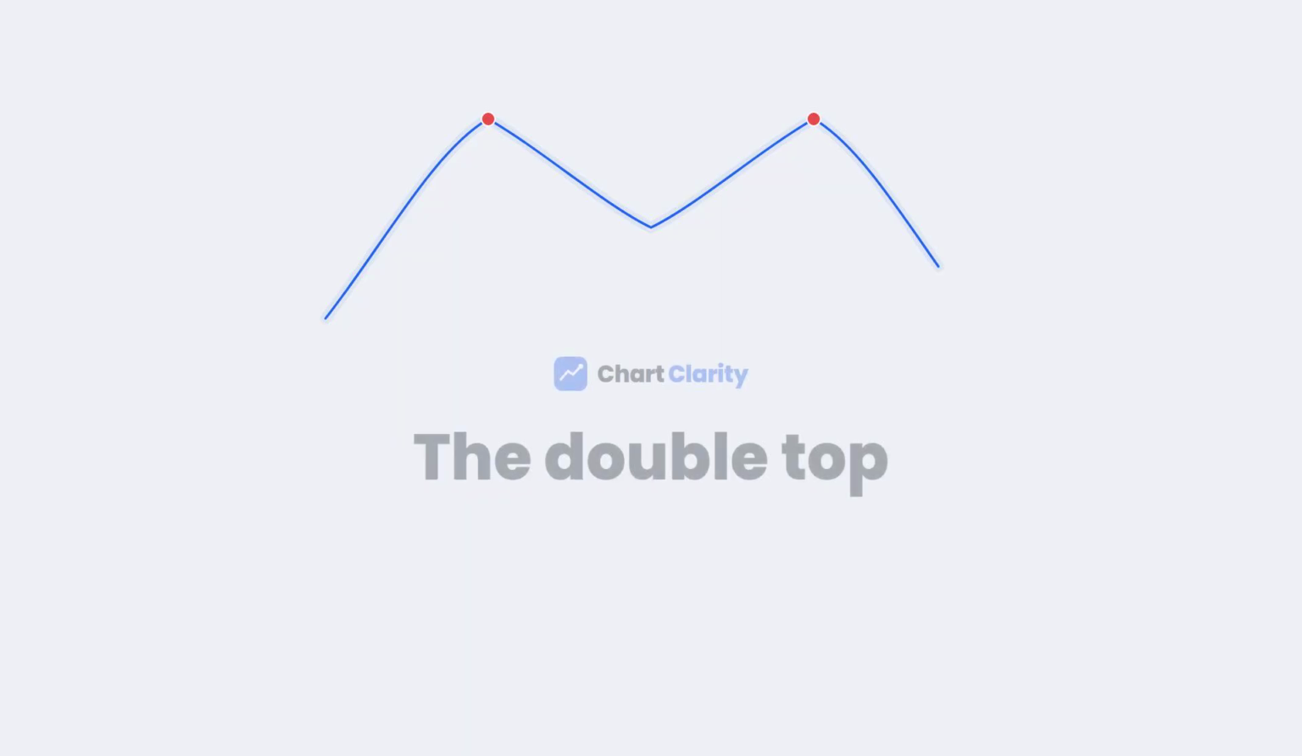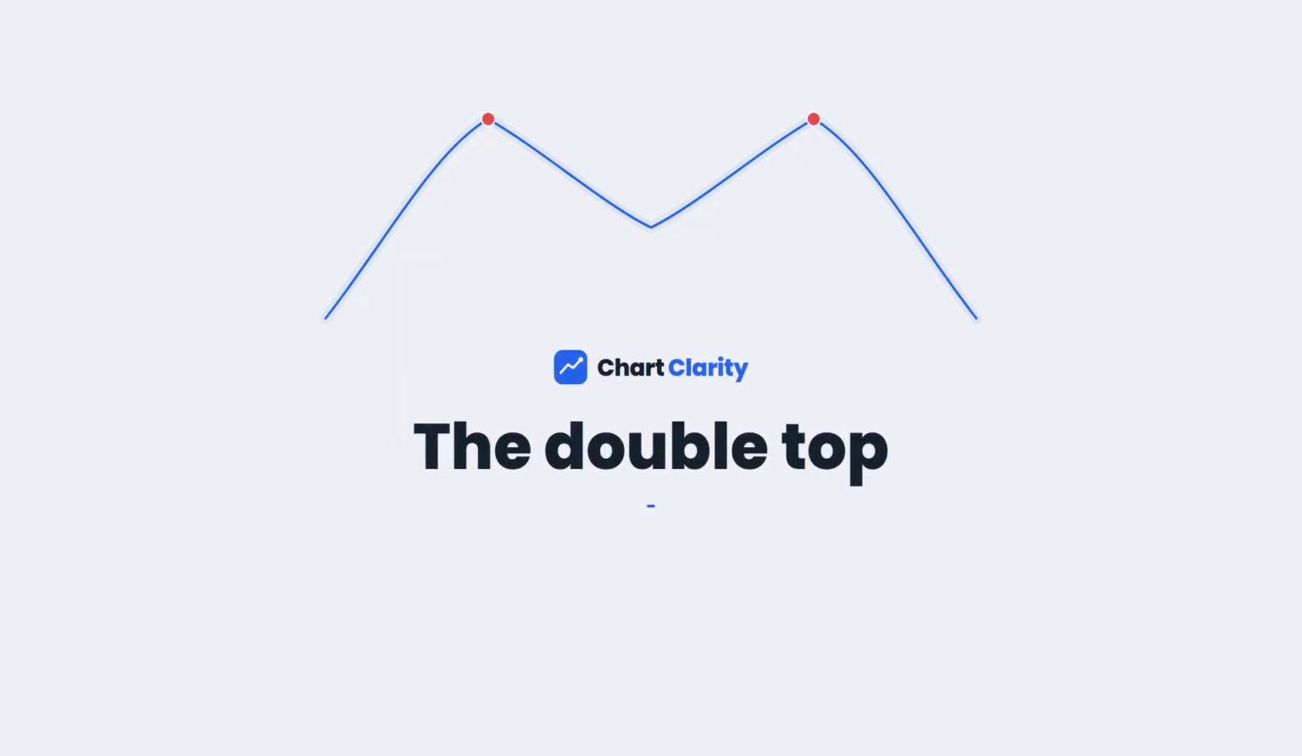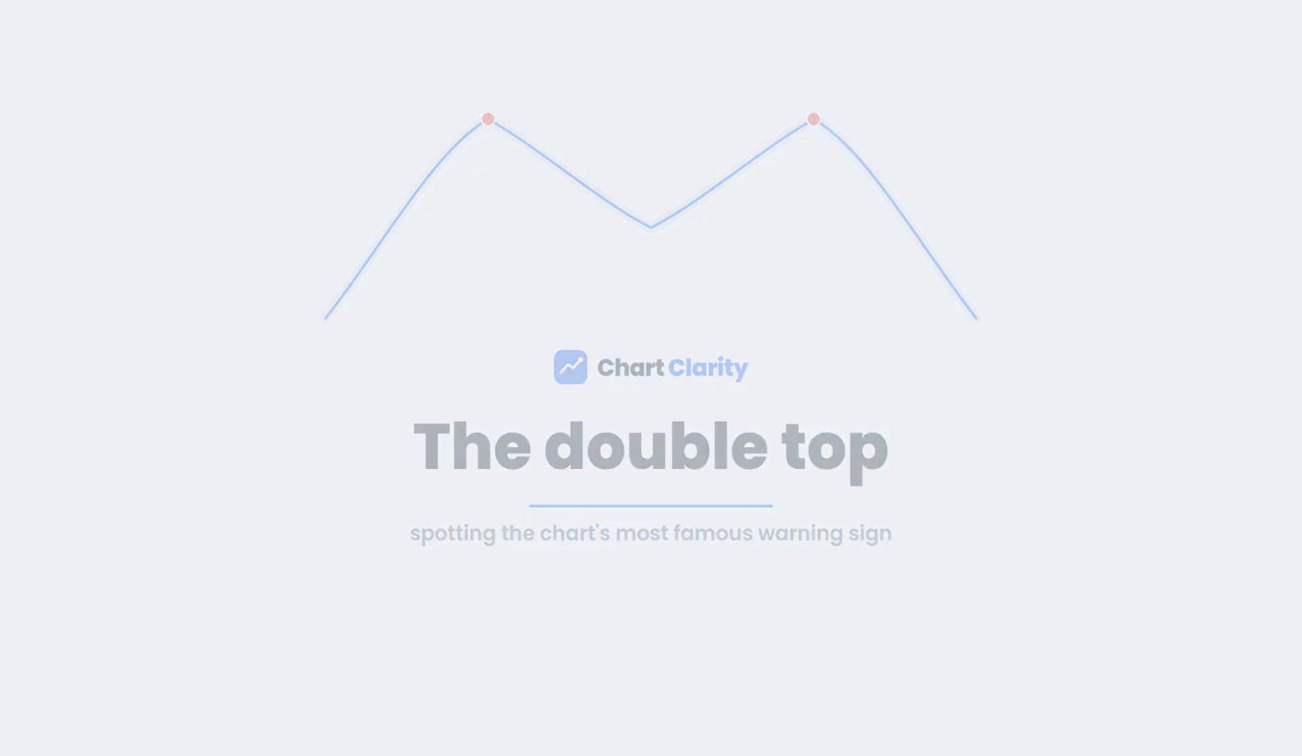What if you could look at a price chart, any chart, and spot a warning sign that the price might be about to fall? Not a lucky guess, a pattern. One that traders have watched for over 100 years. It's called the double top. And in the next few minutes, I'm going to teach it to you so clearly that you will never unsee it. No experience needed. We start from zero.